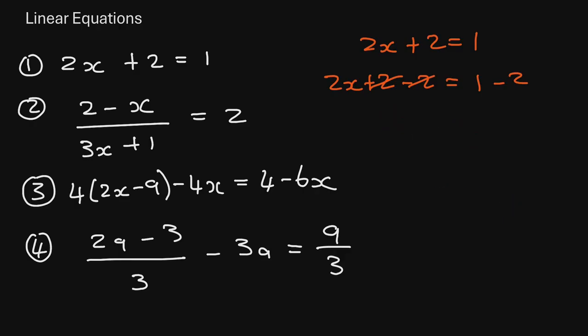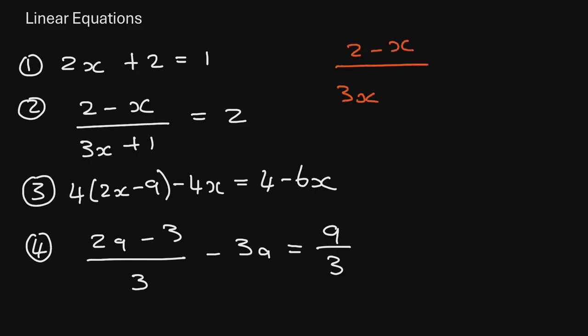Now if you look at the second problem, we have this equation: (2 - x) all divided by (3x + 1) equal to 2. The first thing that you do, you can see you have a fraction on this side of the equation. So you want to make this fraction just a linear equation. How can you do that? You can multiply by the same thing as the denominator so that the denominator can cancel out.